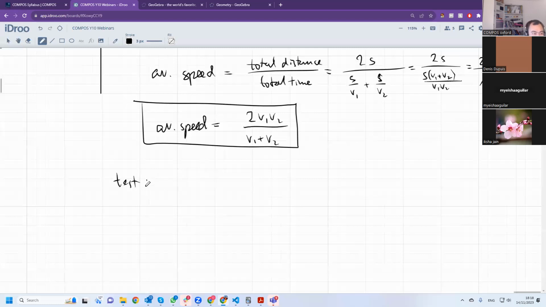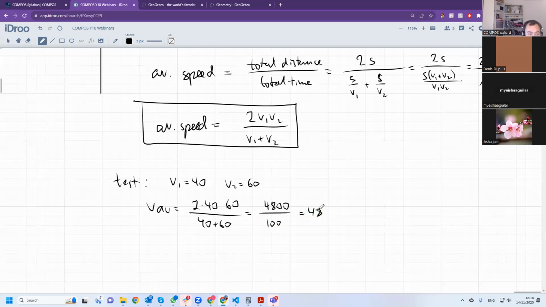All right, let's test. V1 is 40, V2 is 60. So the average speed, V average, is equal to 2 multiplied by 40 multiplied by 60 divided by 40 plus 60. 2 times 40 is 80 times 60 is 4,800 divided by 100. It gives you 48 miles per hour. It works. The formula works.